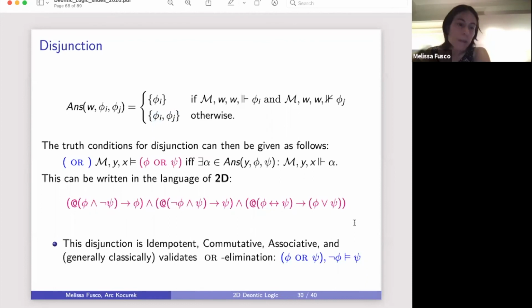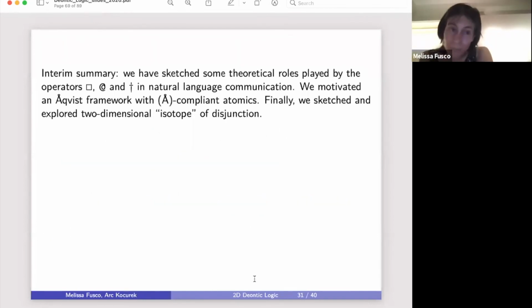And that disjunction is idempotent, commutative, associative, and it does generally classically validate or elimination, for what it's worth. From phi or psi and not phi, you can conclude psi. Of course, it's not the Boolean join, but it shares these features with the Boolean or. So just to summarize where we are, I sketched some theoretical roles played by operators, especially dagger, in natural language communication.